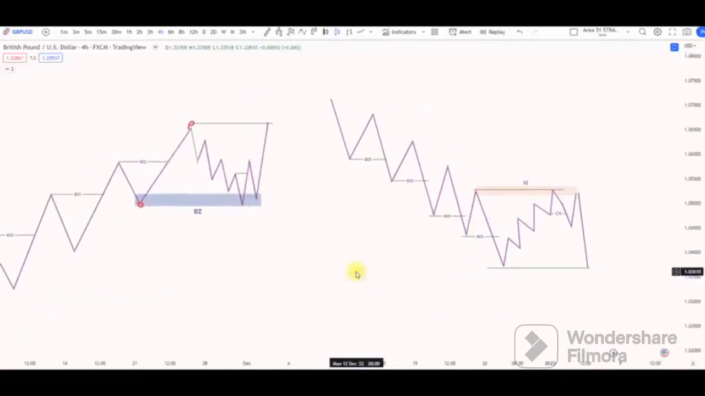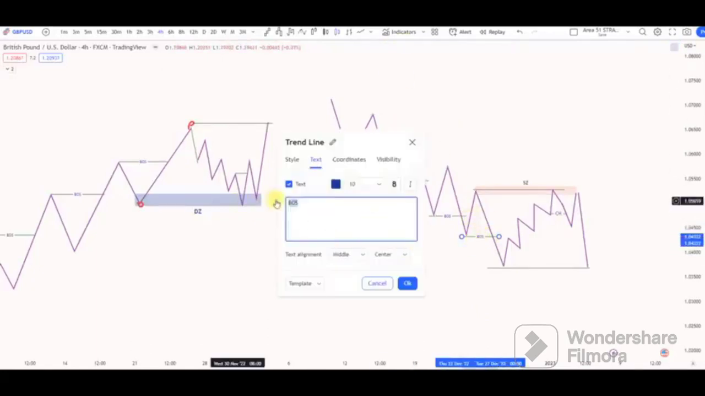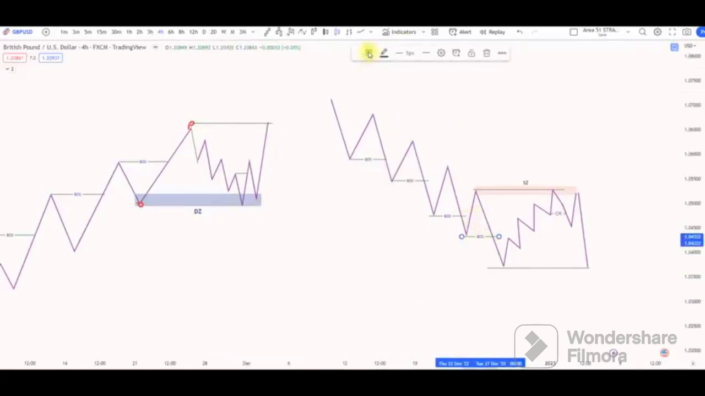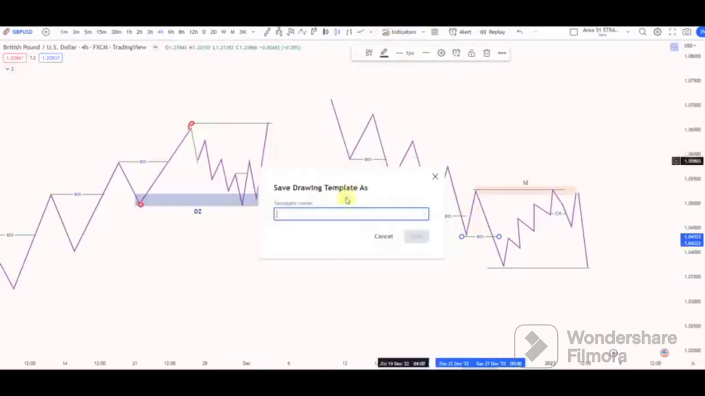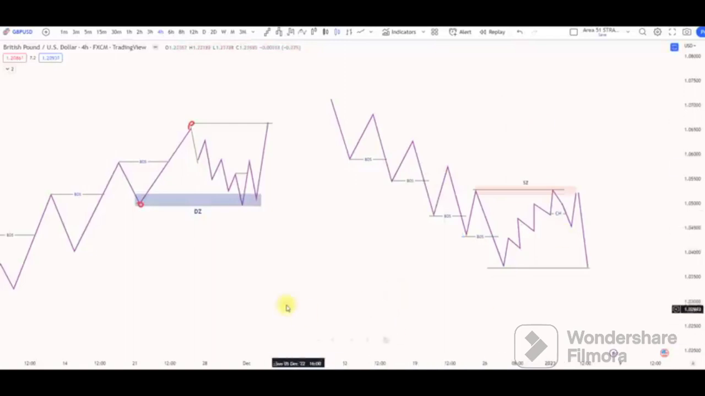Also, I just want to add this. If you want to save your break of structures on your TradingView template, just double click it, right? BOS, and then go here, save, BOS, and then save. So that next time you don't have to rewrite it again.